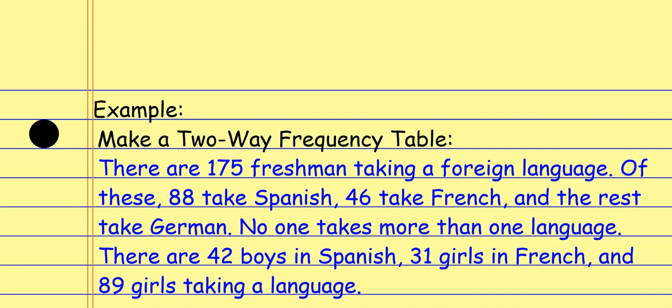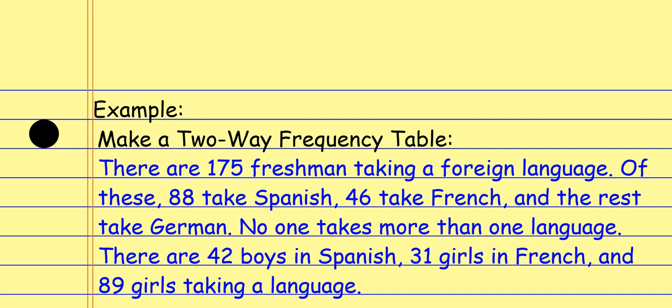As we start to read this, it's only talking about freshmen. So freshmen is not one of our categories. They are a representation of the entire two-way frequency table. So keep that in mind. The freshmen are not part of the category. They're representing the entire table itself.